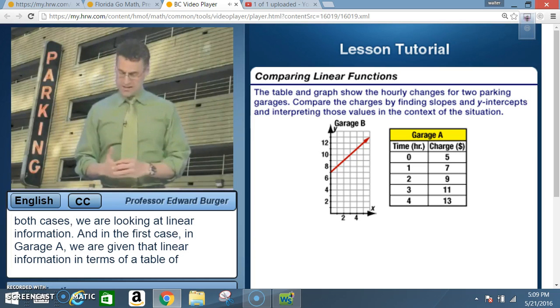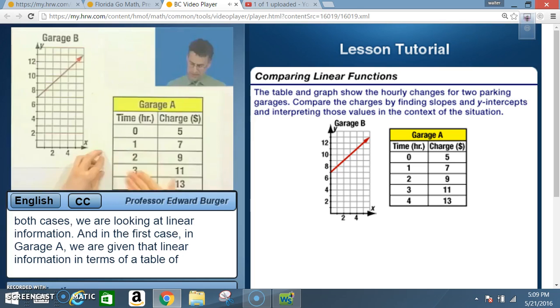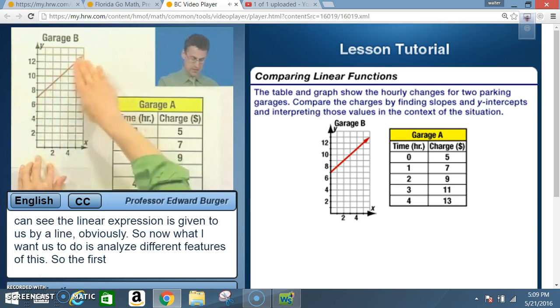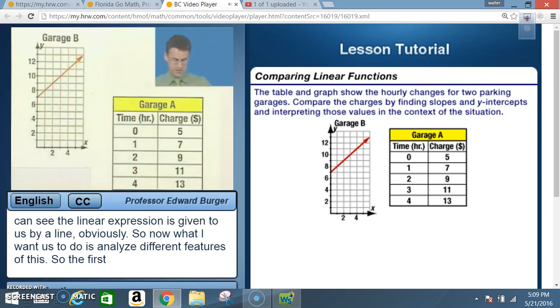And in the first case, in garage A, we're given that linear information in terms of a table of values. So, for the hours that we would park our car, this refers to the charges. And with garage B, the data is given to us by a graph, and you can see the linear expression is given to us by a line, obviously. So now what I want us to do is to analyze different features of this.